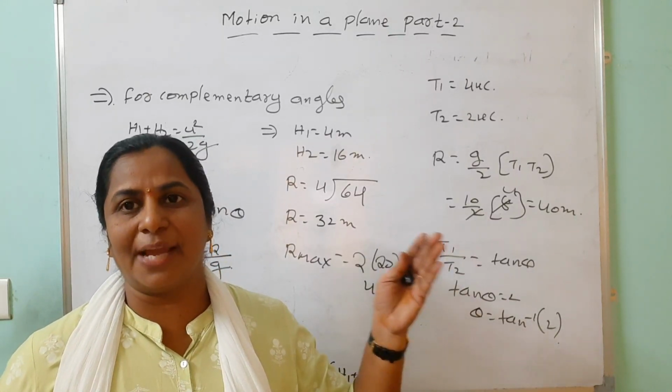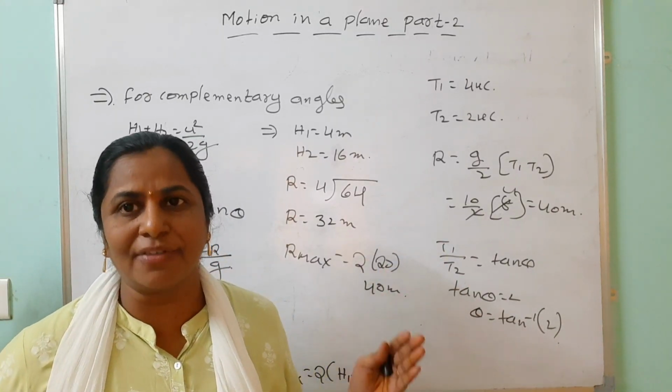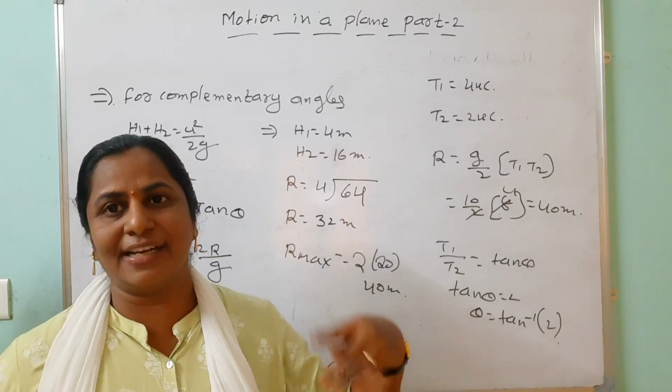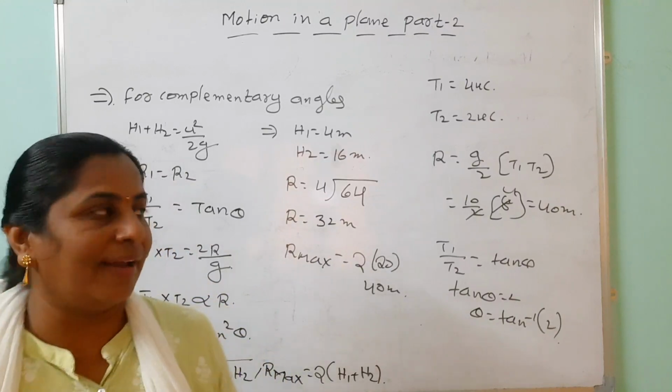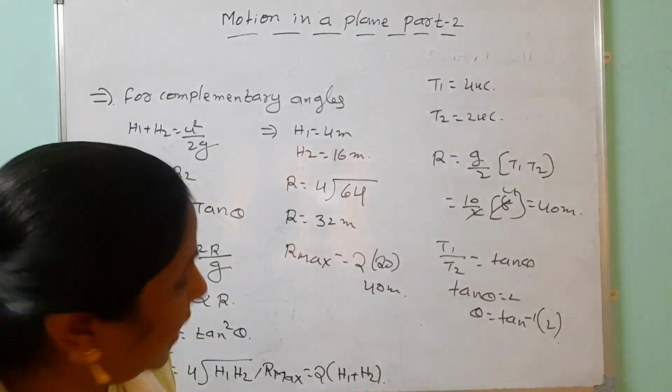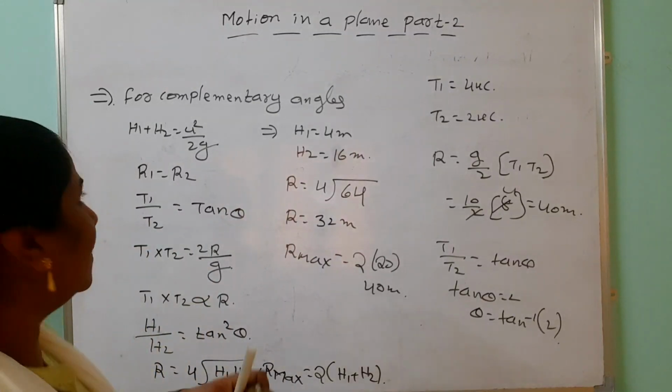From this: time of ascent, time of descent, time of flight, maximum height, range, then for complementary angles, then how to find out the resultant velocity. All these formulas you have to remember. Not only this one, we are going through one more application.